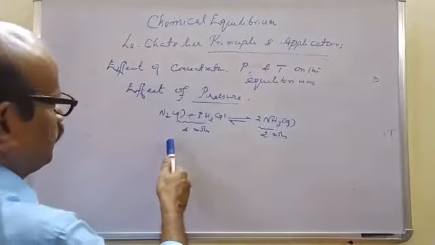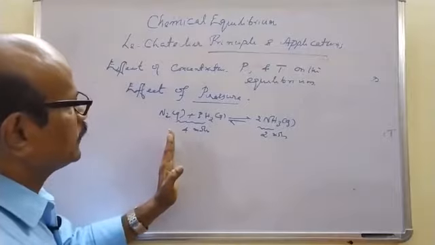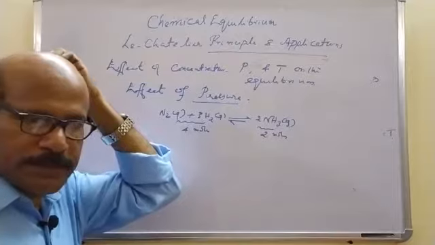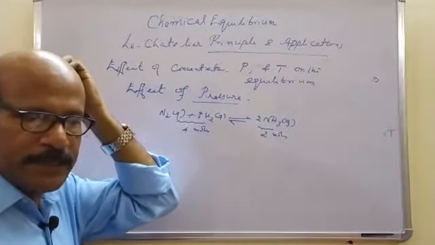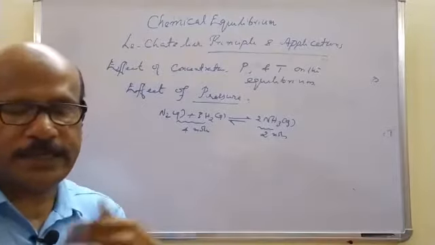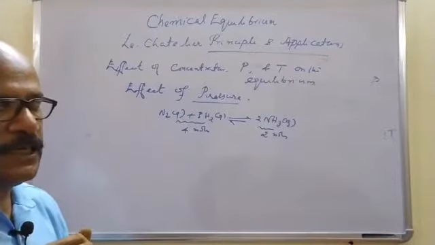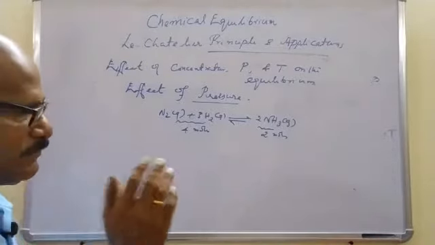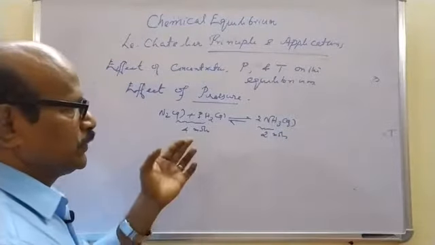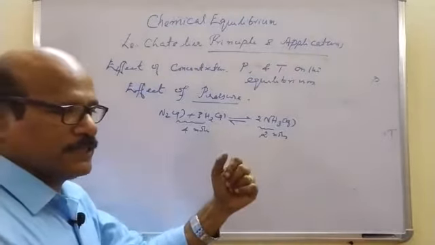So suppose we increase the pressure externally, what happens? The system will cancel the effect of pressure by shifting the equilibrium in the direction of lesser number of moles, trying to reduce the pressure. If you increase the pressure, the equilibrium will shift the reaction in the direction of lesser pressure, that is by shifting the reaction in the direction of lesser number of moles. So the increase of pressure will favor the forward reaction in this case.